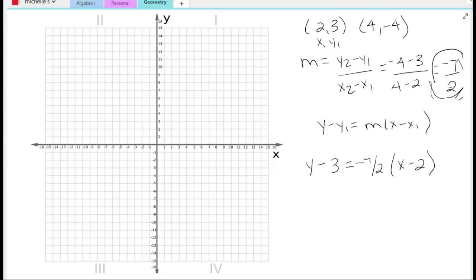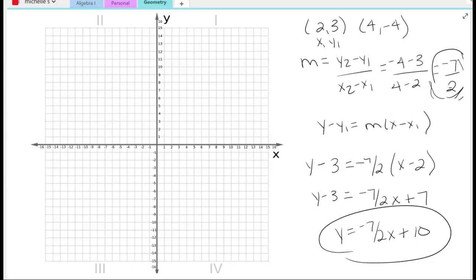Now again, we need to solve this for y in order to be able to graph it. So y minus 3 equals negative 7/2 x plus 7. Good fraction review here for you guys. Negative 7/2 times a negative 2 is just 7. So maybe we're going to need some practice on fractions if you're feeling a little bit sad about that. And now we're going to add 3 to both sides. And here is the equation of my line given those 2 points.